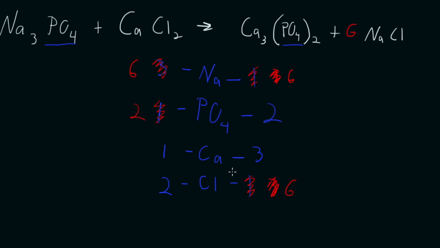Now let's come to calcium. Calcium has 3 on the right side, 1 on the left side, so I need to bring 3 on my left side. So it's going to bring me 3 calciums, and then 3 times 2 chlorines. 3 times 2 is 6. And look at that, everything is balanced. So it worked out nicely.